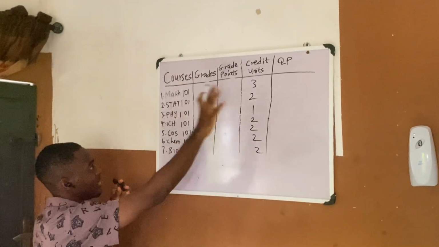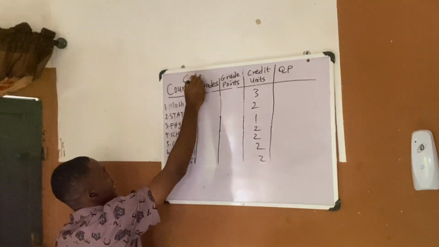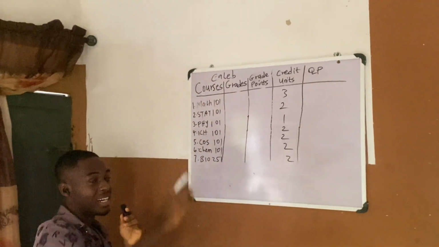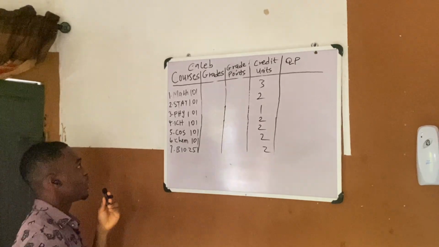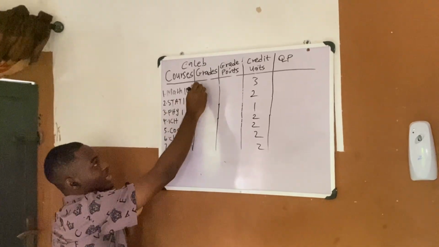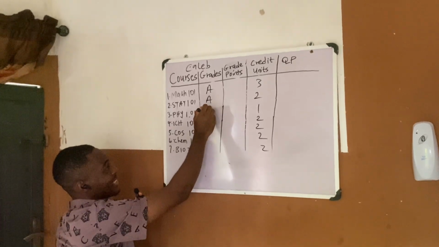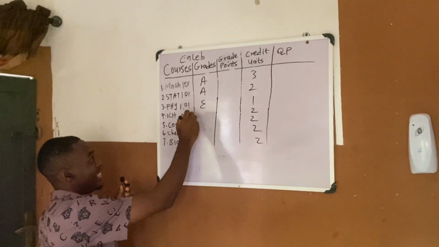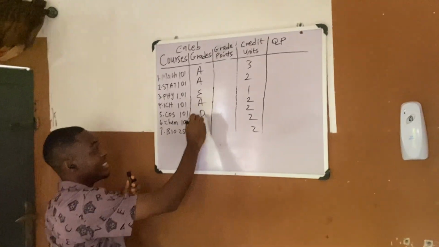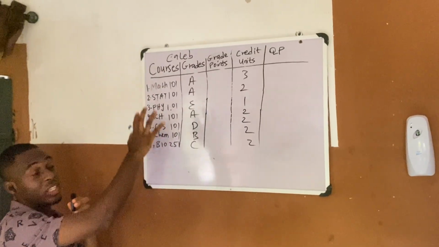So let's say this person is named Caleb. He's an engineering student. For Math 101, he got an A. For physics, he made an E, unfortunately. Then for ICH, he got an A too. For CUSD, these are basically what he got for a semester.